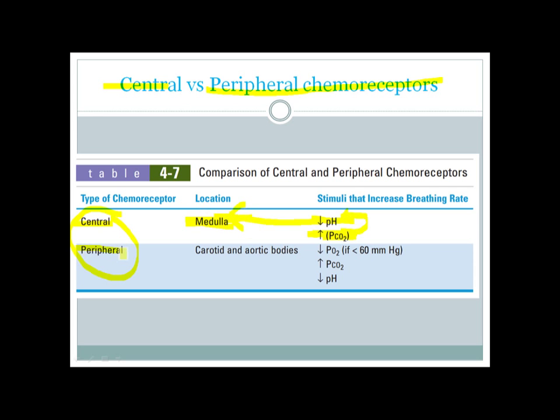The peripheral chemoreceptors are located in the carotid and aortic bodies, and the most important stimulator is low partial pressure of oxygen, especially if the pressure is lower than 60 millimeters of mercury. To some extent, increased partial pressure of carbon dioxide and decreased pH also stimulate the carotid and aortic bodies.